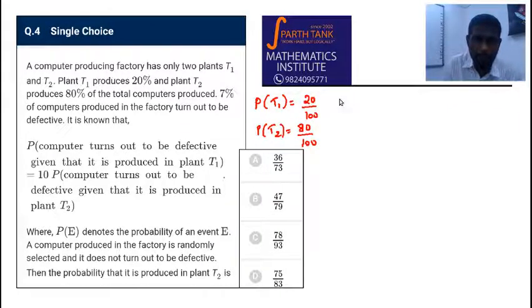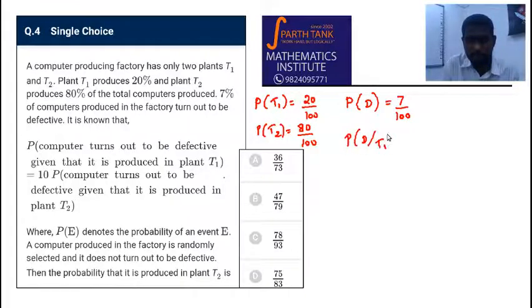7% of the computers produced in the factory turn out to be defective. Let us call D to be defective, that is 7 by 100. Then they have given that it is known that P computer turns out to be defective given that it is produced in plant T1, that is, defective given that it is from T1, is equal to 10 times P computer turns out to be defective given that it is produced in plant T2. That is P of D given T2, where P of E denotes the probability of an event.